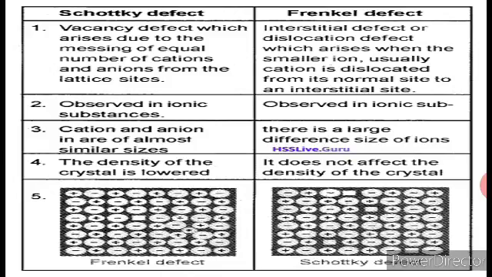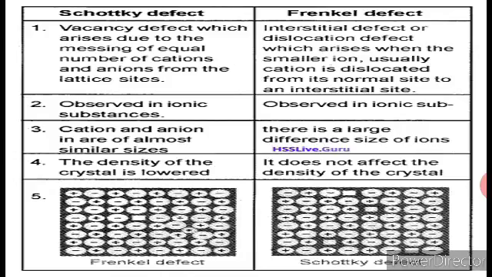Then Schottky defect is generally observed in ionic substances. Frenkel defect is also in ionic substances, but Schottky defect is observed in those ionic substances where the size of cation and anion is almost the same, of comparable size. While Frenkel defect is observed in those ionic crystalline solids in which there is a large difference in the size of cation and anion. Cations are much smaller compared to the size of anion.